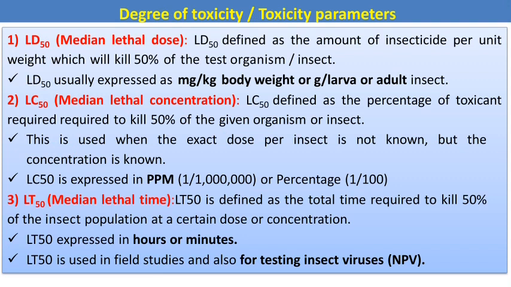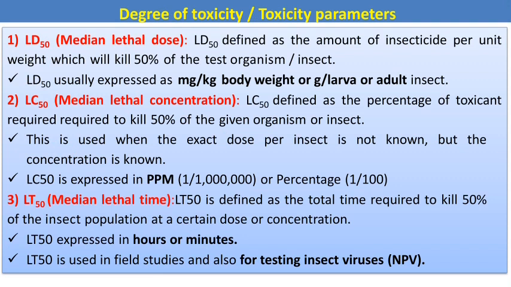LD50 means median lethal dose. It is defined as the amount of insecticide per unit weight which will kill 50% of the test organisms, and the unit is milligram per kg body weight or gram per larva or adult. And the LC50 is the concentration of the toxicant required to kill 50% of the given organisms. It is expressed in ppm or percentage.